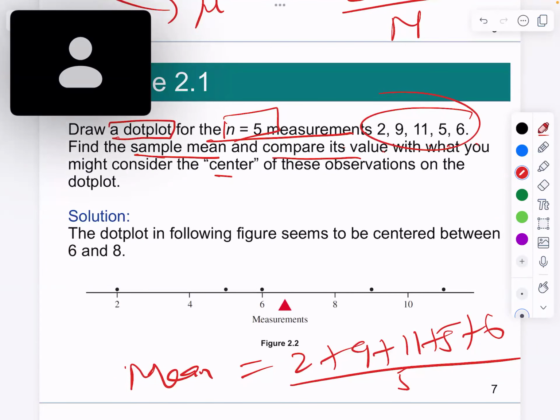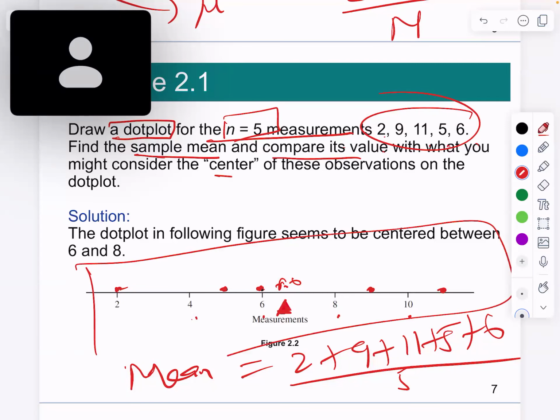Now, if you plot all of those, 2 is here. 9 is here. If you spread them evenly, starting from 2, 4, 6, 8, 10, 2 is obviously here, and that is 4 here. That is 5, 5 will be this dot, and that is 6. Now our mean is 6.6. That is this red triangle. And do we have 9? Yes, 9 is around here. Do we have 11? 11 should be here. This is called a dot plot.